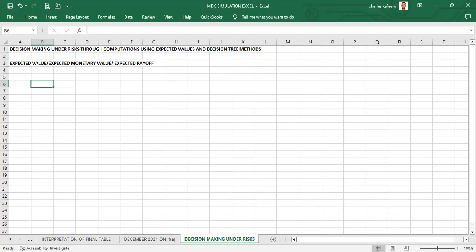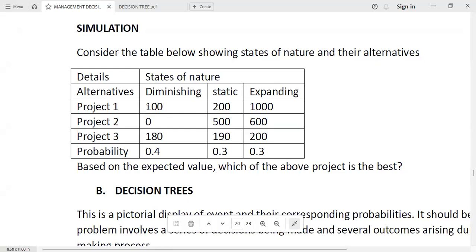So here we are just going to look at this. We just get these outcomes because for project 1, the outcome is going to be 100 if it is in the state of diminishing. If it is static, then we are going to have 200. If it is expanding, we are going to have 1000. So we shall just get this 1000 times the probability 0.3. We add 200 times 0.3. We add 100 times 0.4. We add that for that project. And we repeat the same thing for project 2 and project 3. And that's all that they want us to do.